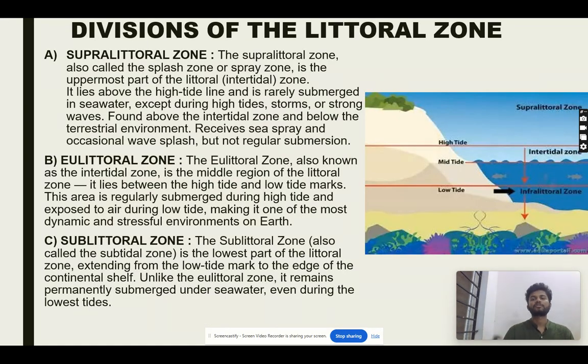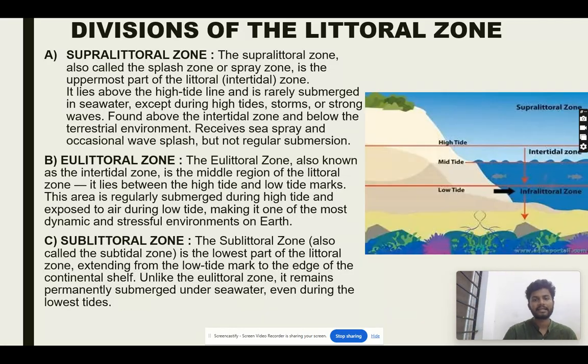Next, the divisions of the littoral zone. The littoral zone, as we discussed, is the zone near the shore, and within it there are subdivisions. The first one is the supralittoral zone, also known as the splash zone or the spray zone. It is the uppermost part of the littoral or intertidal zone. It lies above the high tide line, as we can see here.